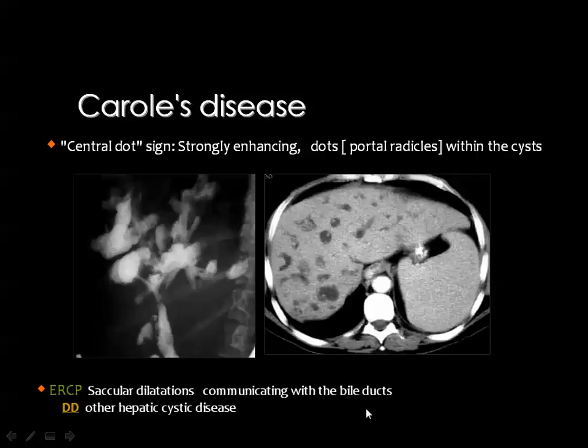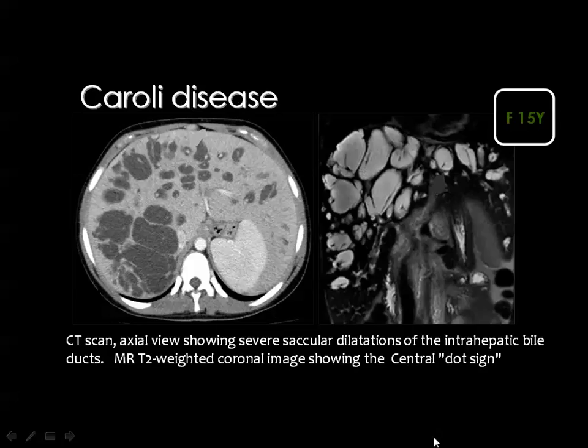And one may say why I shouldn't consider this as multiple hepatic cysts in a course of polycystic disease of the liver, for example. Number one, in order to predict that these belong to the biliary radicals, you see tubular dilatation of the bile ducts through some parts of the liver, then you know that these should be bile ducts as well. Then the presence of the central dot sign, which is not seen in the cystic disease of the liver, is also one of the suggestive criteria of Caroli disease.